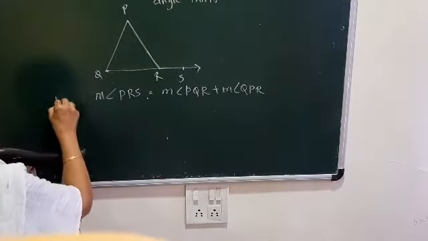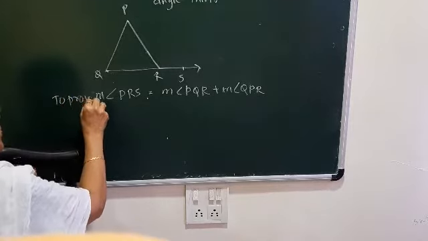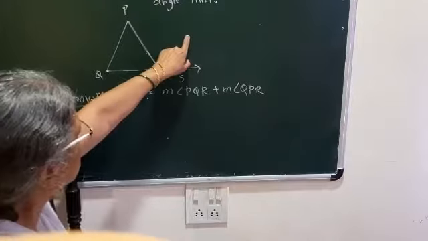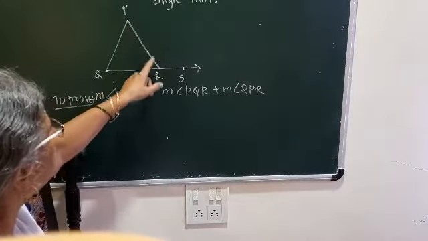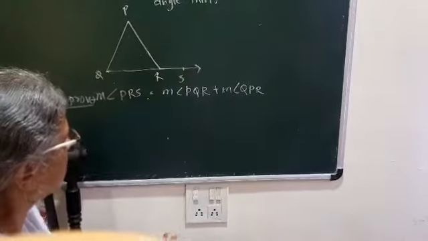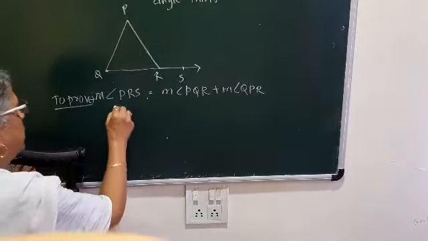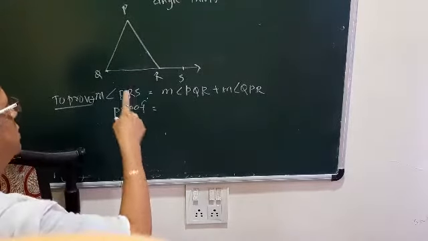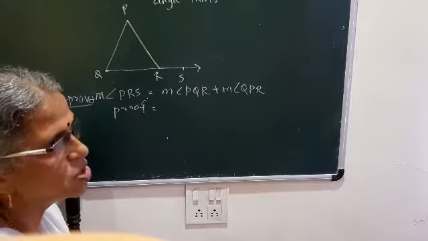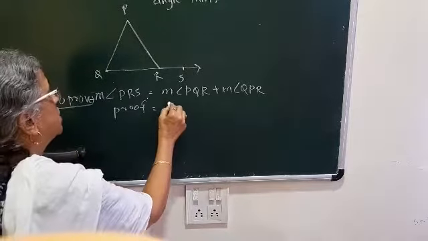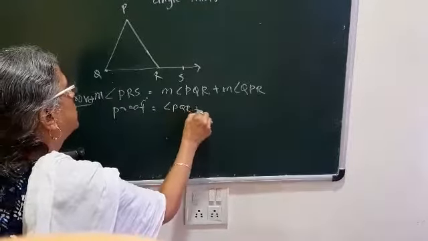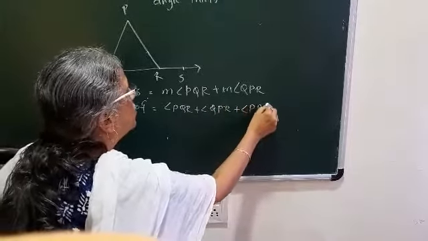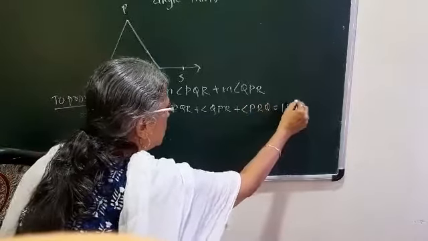So here we are going to write this as to prove, and that you have to write at the starting. Given: triangle PQR is any triangle with angle PRS an exterior angle. Followed? Now when we are asked to write the proof, we use the property that the sum of the measures of the angles of a triangle is 180 degrees, that is angle PQR plus angle QPR plus angle PRQ equals 180. That is the first thing we are going to write.